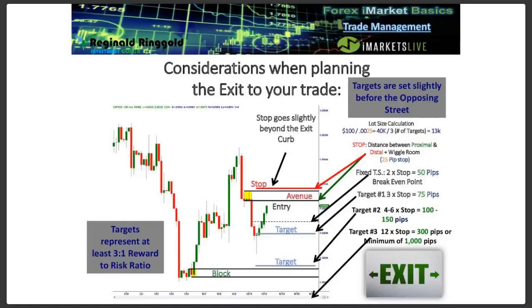Now, my second target needs to be further than the first target. So at least 4 to 1 to 6 to 1. You don't want to go for too much more than 6 to 1 unless it's your only target, okay? Now, notice it's the opposing support. Support is that block down there, you guys. It's shown on the slide. Now, the third target, this is typically that runner. It's what you're going to be using for pivot to pivot, trailing pivot to pivot, okay?